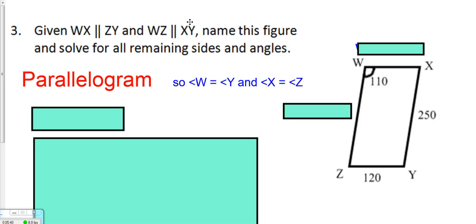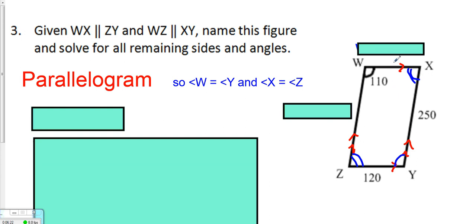Example 3, given that WX is parallel to ZY, and given that WZ is parallel to XY, name this figure and solve for all the remaining sides and angles. Well, because we were told that this is parallel to this one, parallel to this, the only figure that matches that description is a parallelogram. So, because it's a parallelogram, angle W is the same as angle Y. Angle Z has to be the same as angle X. We know that for sure because it's a parallelogram.